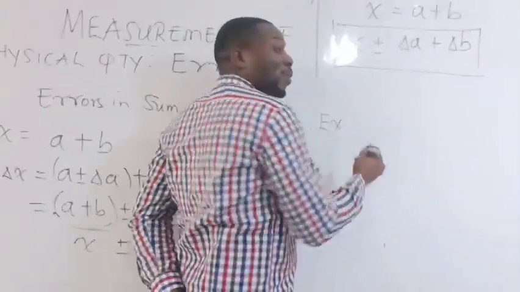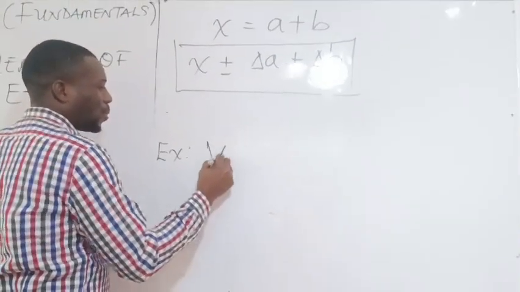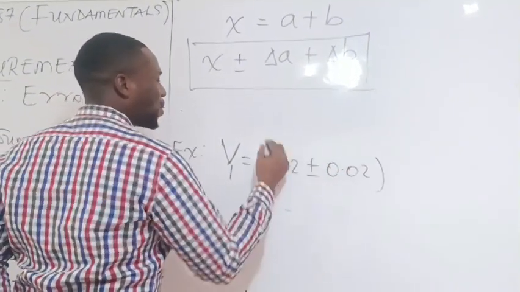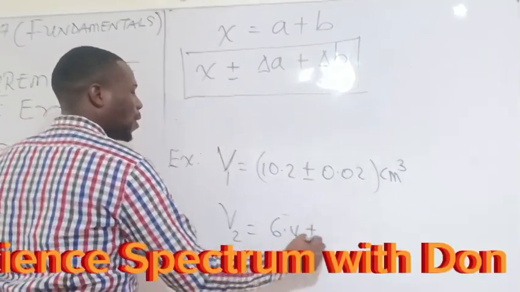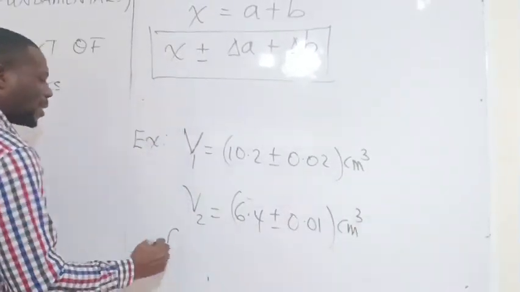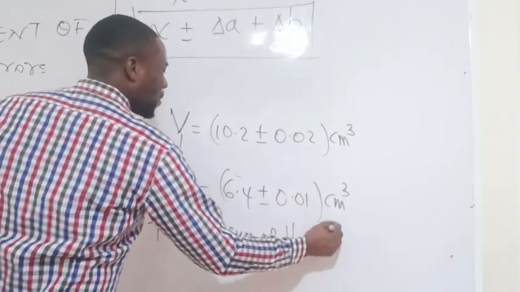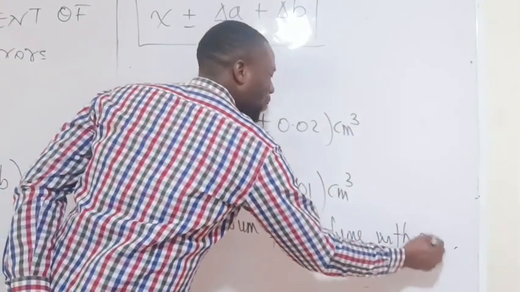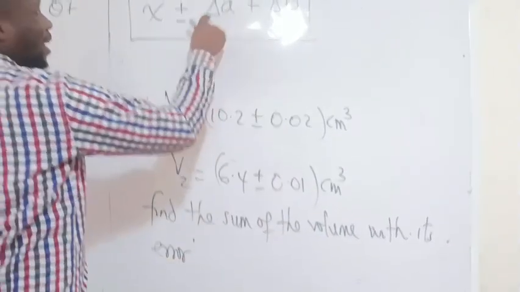So let's say, for example, the volumes of two bodies were measured. The first body was measured to be 10.2 with an error of 0.02 in cubic centimeter, and the second body measured to be 6.4 with an error of 0.01, all in cubic centimeter. Now the question is, find the sum of the volume with its error limit, and of course its error limit is simply the absolute error.